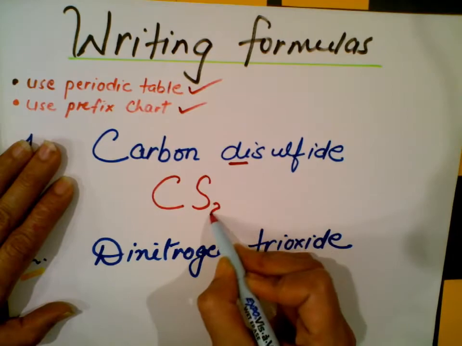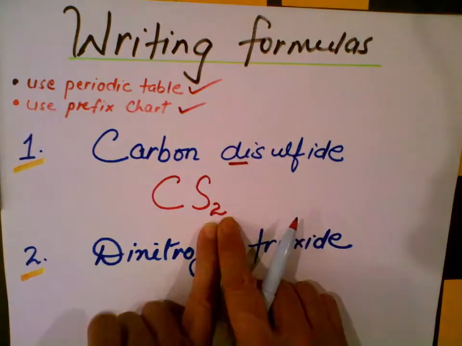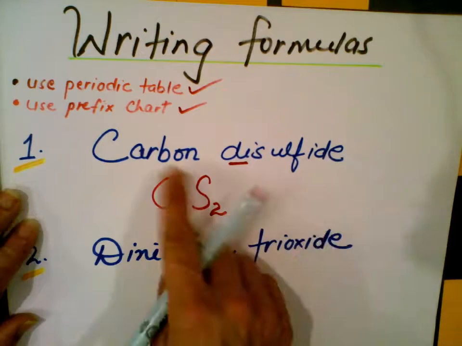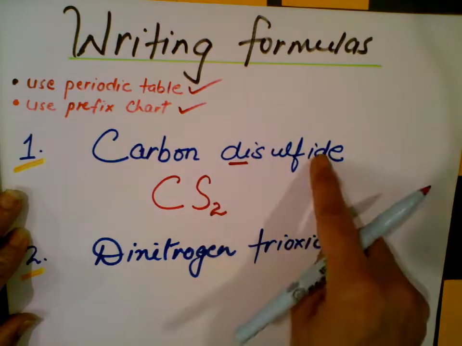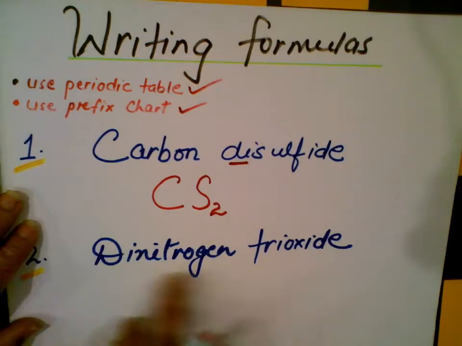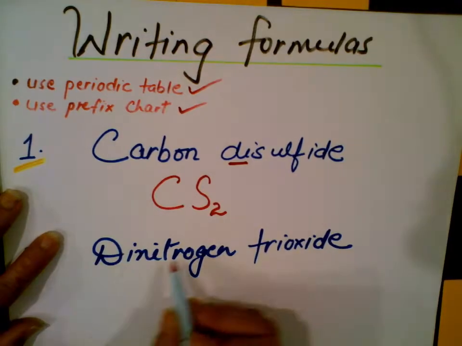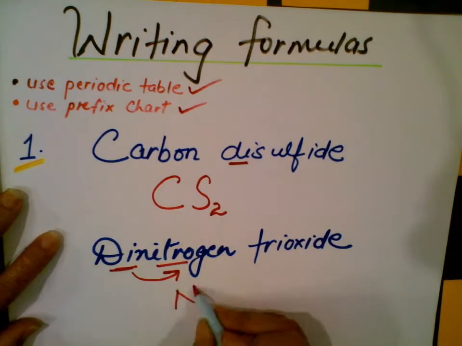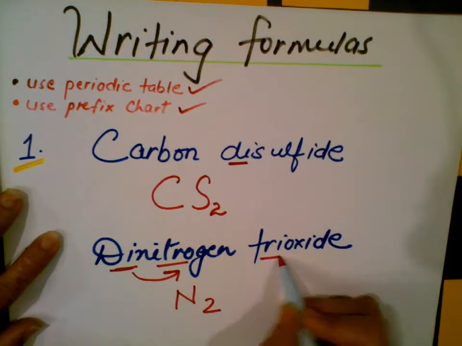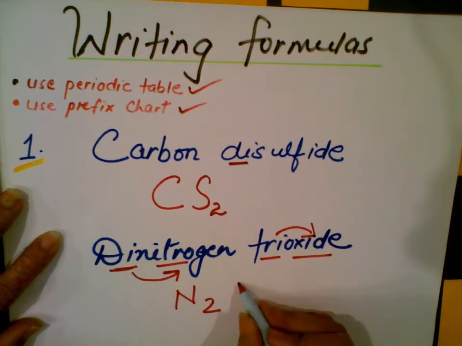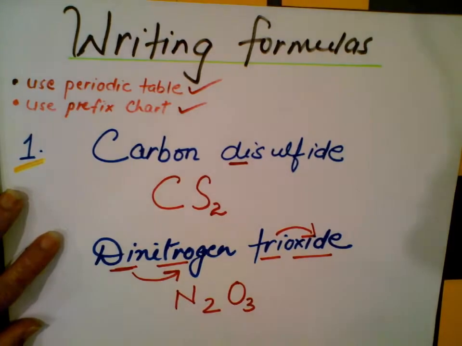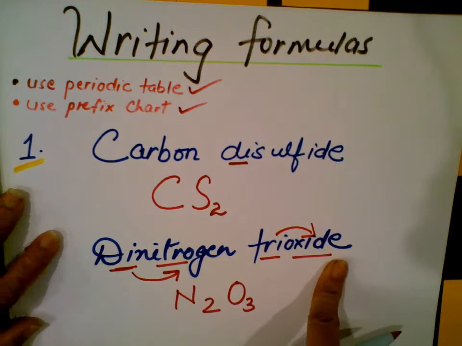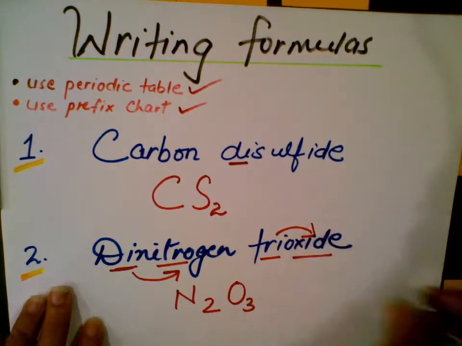Just remember this 2 goes here. This little subscript, the prefix that we use is always used before that element. So this is not for carbon, this is for sulfur. That's why it is disulfide. Here dinitrogen trioxide. So we have di. What is di? Di is nitrogen. Okay. So nitrogen, how many? Di. And how many oxygen? Tri. So you put here 3. So 2 nitrogen, 3 oxygen. So this one, the formula writing is pretty straightforward.